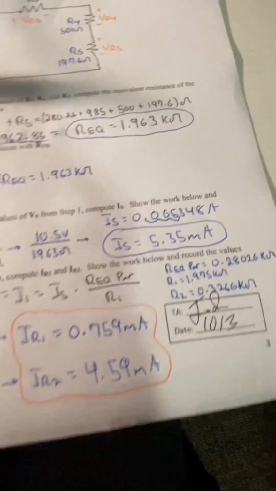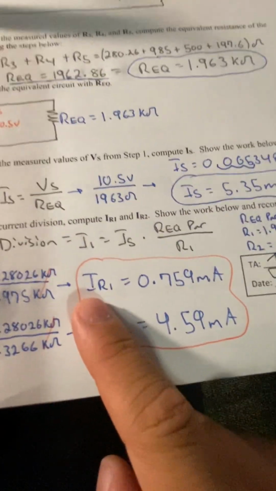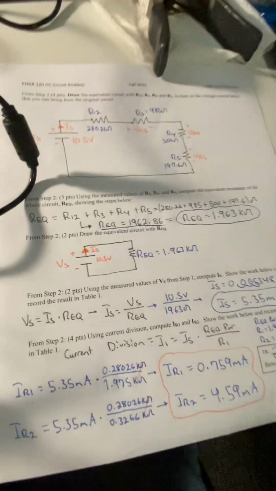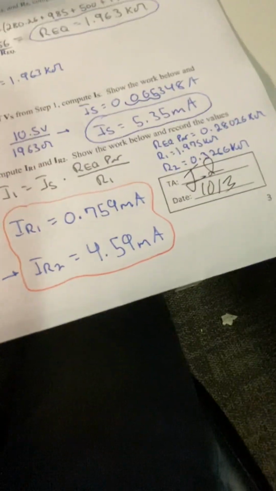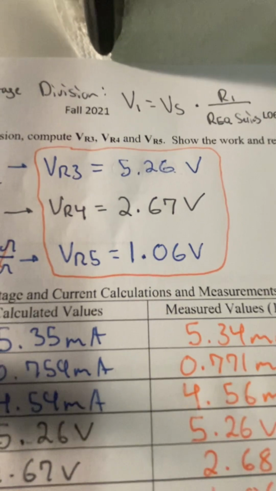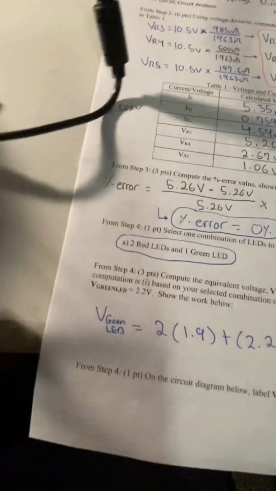And then you use the voltage division and current division to find the rest of the currents, I1 and I2, in this circuit. And we found them to be 0.759 milliamps and 4.59 milliamps. And then you do the same for the voltages at the resistors. And then to measure them, to find the current at different resistors, I'll just do 2. Let me set them up here.